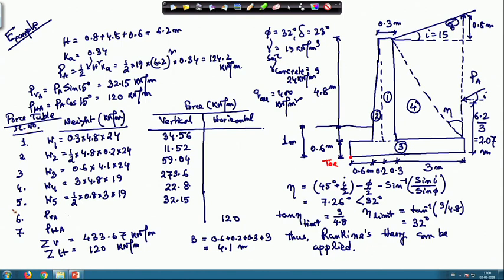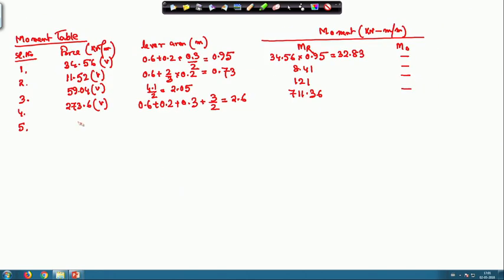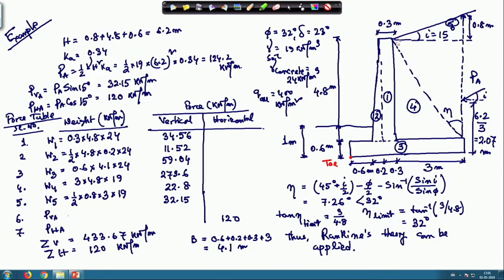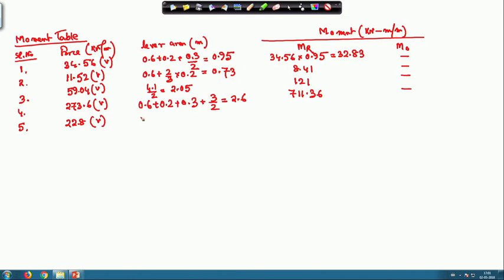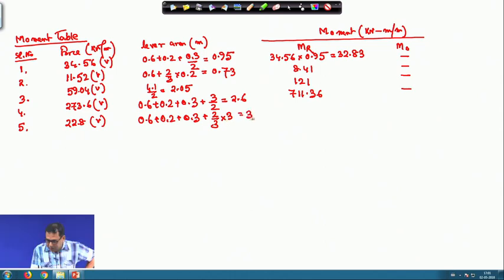And the fifth portion, third, fourth, fifth. Fifth is 22.8. This is vertical. So, the lever arm is for this triangular portion. So, this will be 0.6 plus 0.2 plus 0.3 plus 2/3 of 3. Okay. So, this is 3.1. So, the total resisting moment is 70.68.